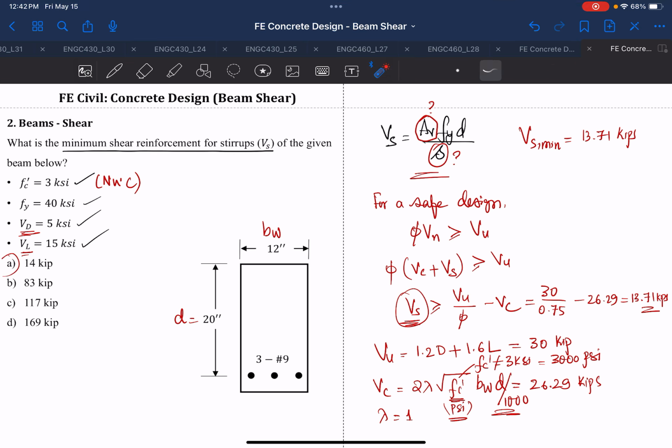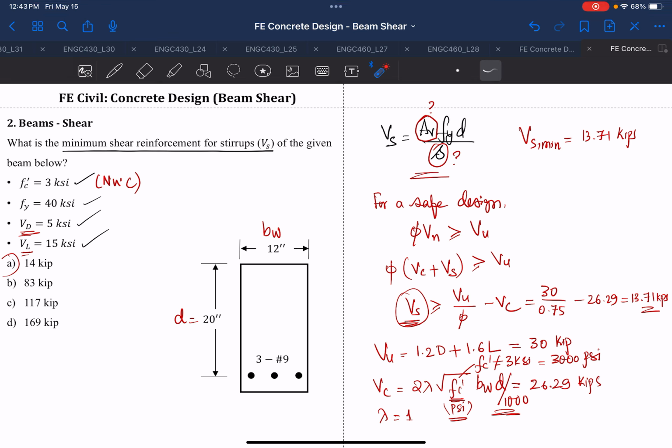Okay, and then you may ask the question, is it wrong to say 83? Does it mean 83 is unsafe? No, 83 is actually safe. 117 is safe. 169 is also safe, because the minimum is 13.71. So all these are safe designs for stirrups, but the question is asking for the minimum. So what should be the minimum? The minimum is 14 kips.